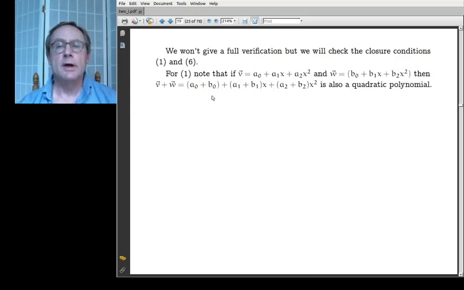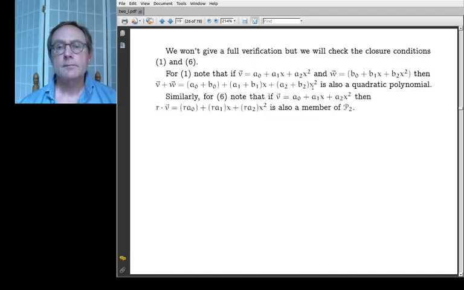I'm verifying that it's a quadratic polynomial because it's a constant term plus some linear term plus some quadratic term, and there's nothing else. This is not like when you square a quadratic, you get 4th powers. No such thing happens here. When you take a sum of 2 quadratic polynomials, you get a quadratic polynomial. That's all. Likewise, for condition 6, if you give me a quadratic polynomial and you multiply it by some number, 0 or 2 or 107, the result is a quadratic polynomial. That's all this 6 says.